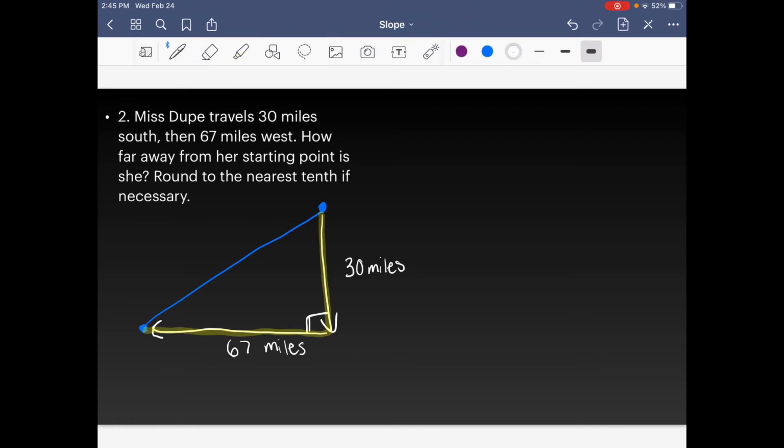And I'm again solving for my hypotenuse. So we're going to start out by writing our a squared plus b squared equals c squared. Plug in 30 and 67 for A and B, and C is our variable.